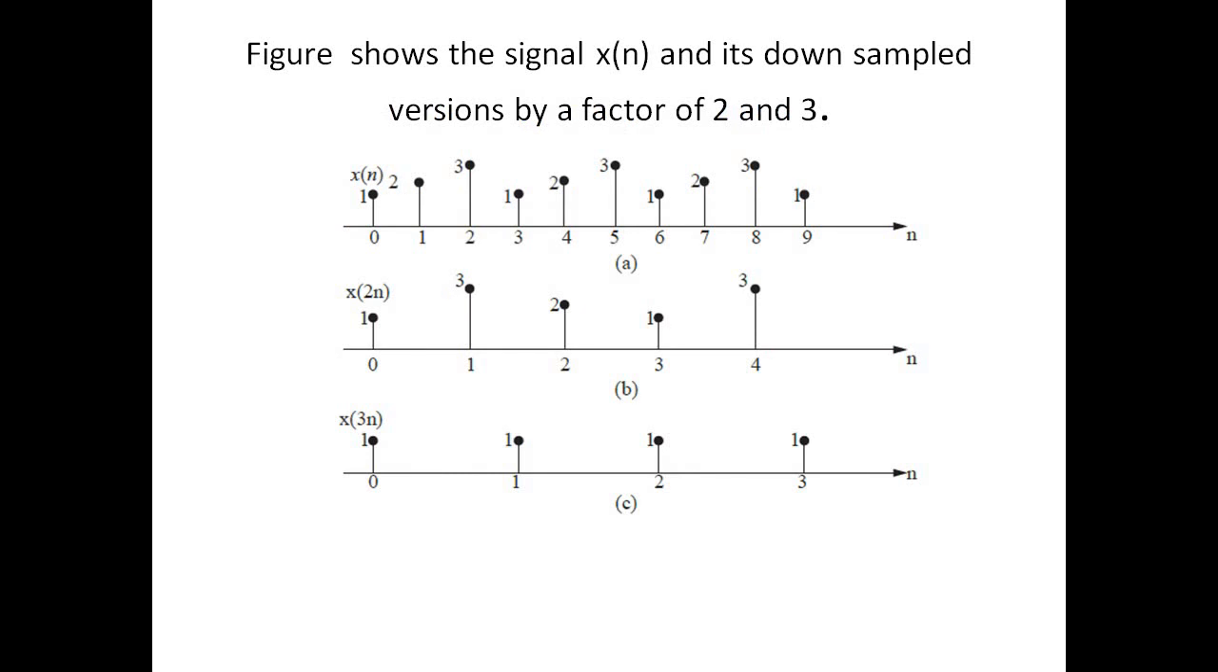The first signal of the figure represents x of n as it is, whereas x of 2n and x of 3n are plotted in the subsequent plots. We can infer that x of 2n picks only the samples at time intervals of 2. Similarly, x of 3n picks only the samples at regular intervals of 3, whereas in both cases we can see that all other samples are totally removed from the analysis.